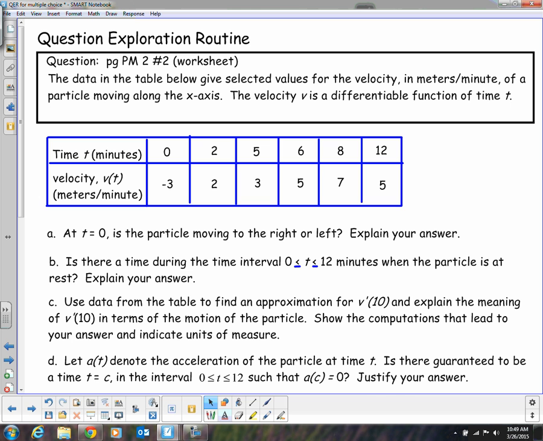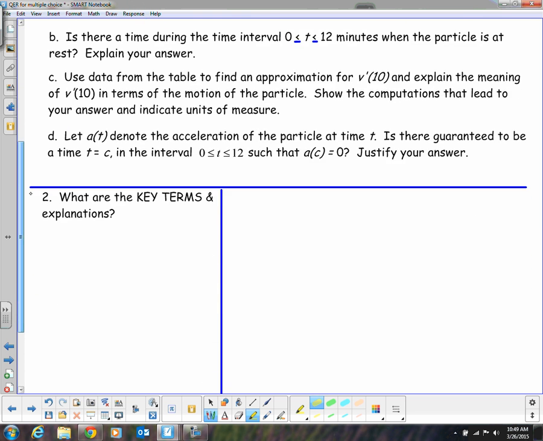So I'm going to highlight as I go, because what I highlight I'm going to come back to and talk about. It says the data in the table below gives selected values for velocity. Oh, I don't like pink. All right, so what are key terms? My first key term is velocity. What do you know about velocity?